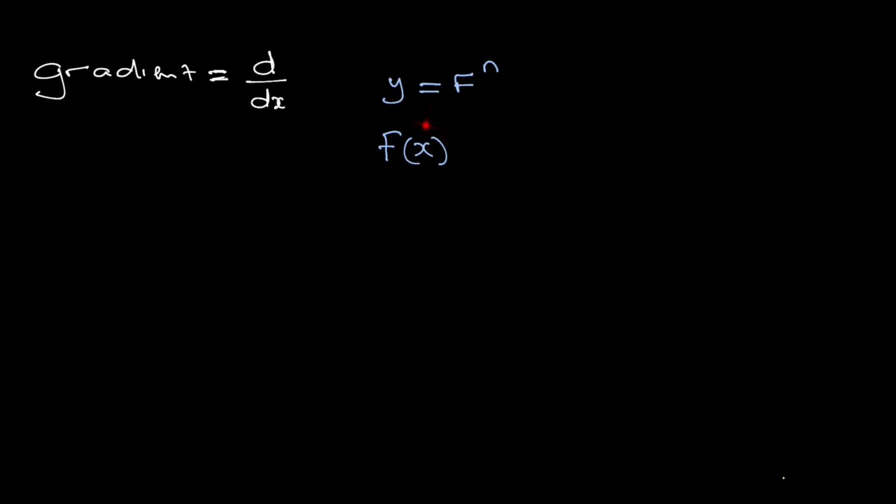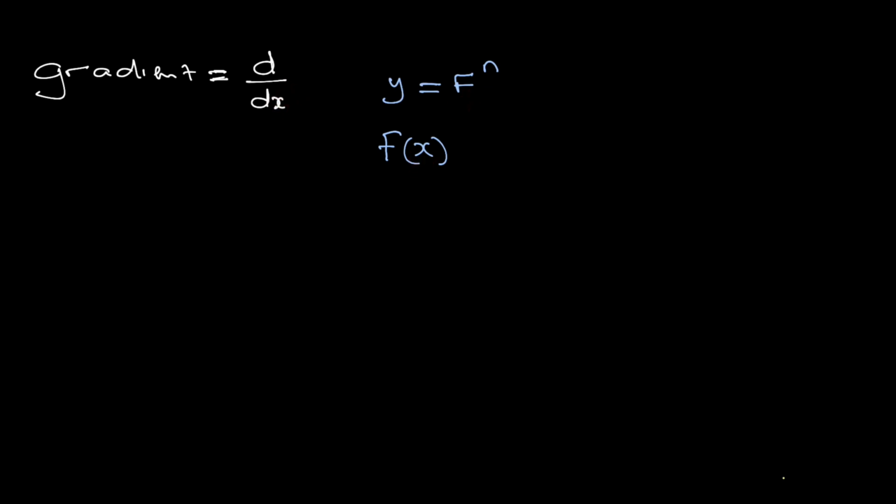We need to talk about gradient. This is gradient with respect to x. Gradient is an operator. This operator is going to operate on a function. Let's give an example. If you have a function y equals f to the power of n, where f is a function of x. So this is one variable. That's why we say d over dx, because the function is just one variable.